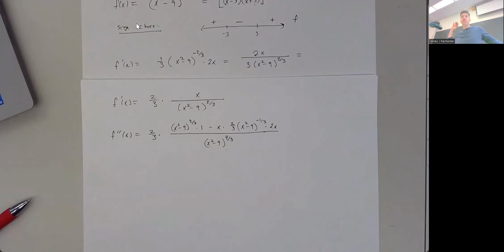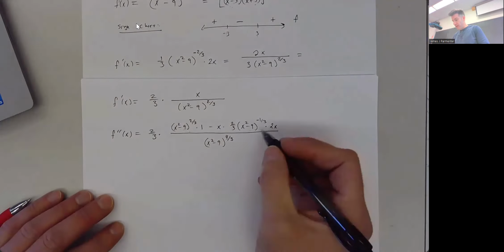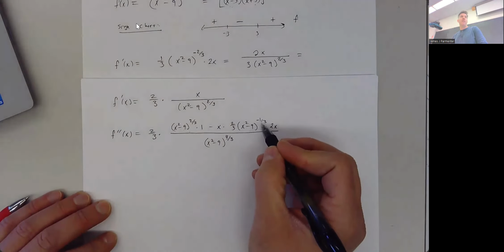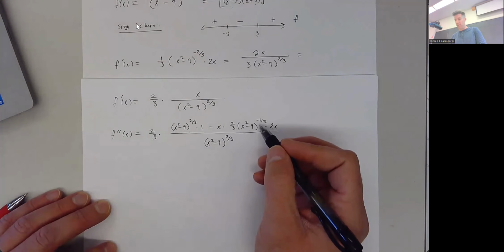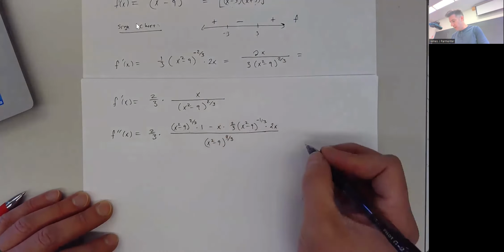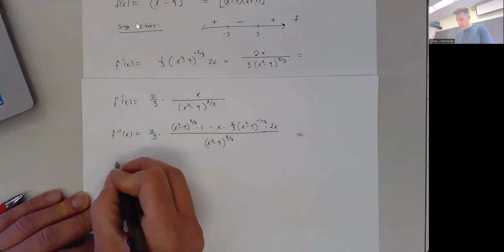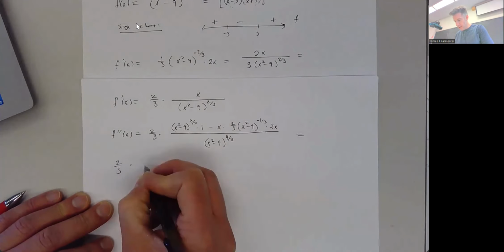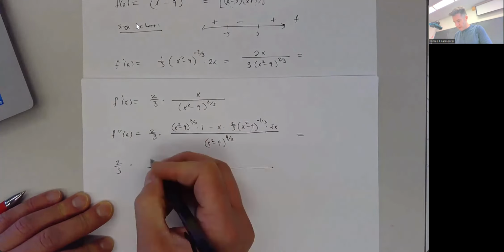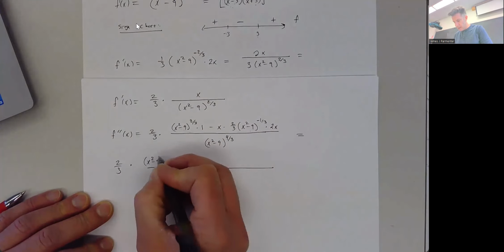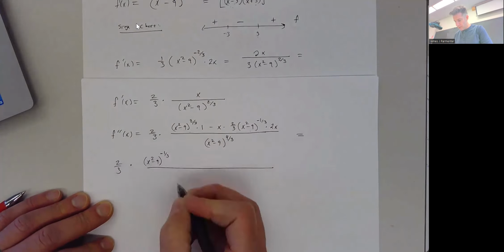You're right, Peyton. Say it louder. The smallest power, always the smallest power. So I'm going to pull out an x squared minus 9 to the negative whatever, because a negative number is always smaller than a positive number. So we're going to factor out. So we've got a 2/3 out in front. And then in the numerator, I'm going to factor out an x squared minus 9 to the negative 1/3.